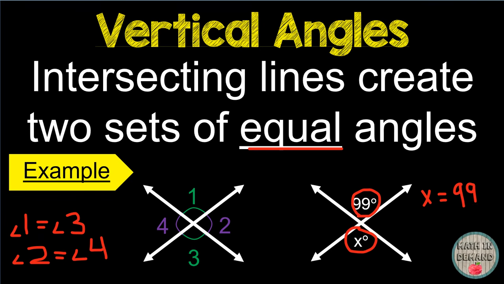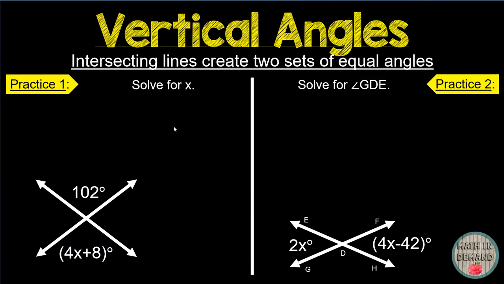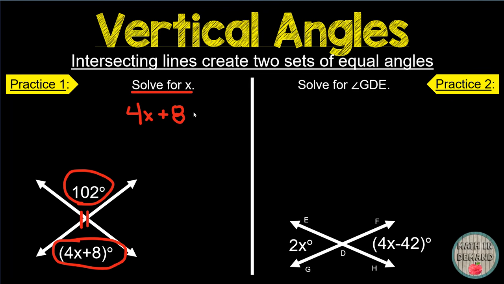Okay, now let's look at some more difficult problems. So for practice problem number 1, it says to solve for x. This is just like the problem before where I have 2 angles that are vertical angles. In other words, they are equal. So I'm going to write an equation. My equation becomes 4x plus 8 equals 102. This is a 2-step equation. I'm going to subtract 8 on both sides.